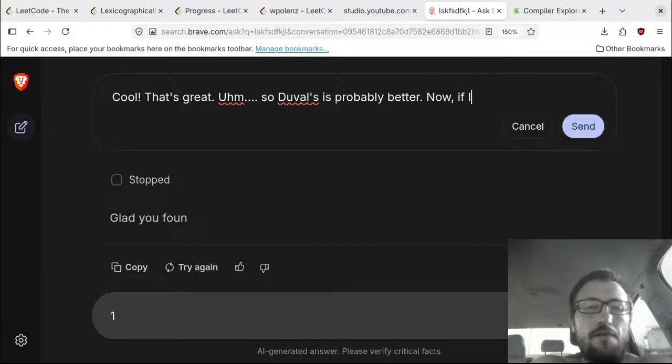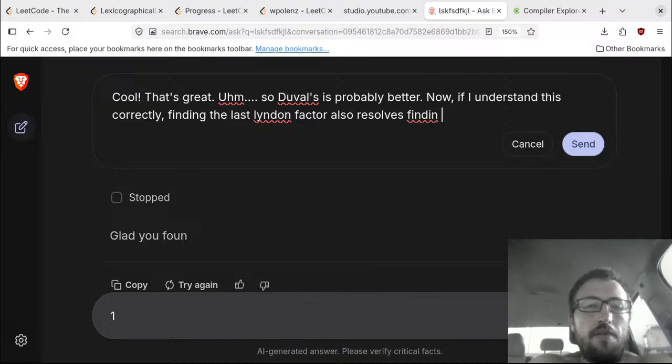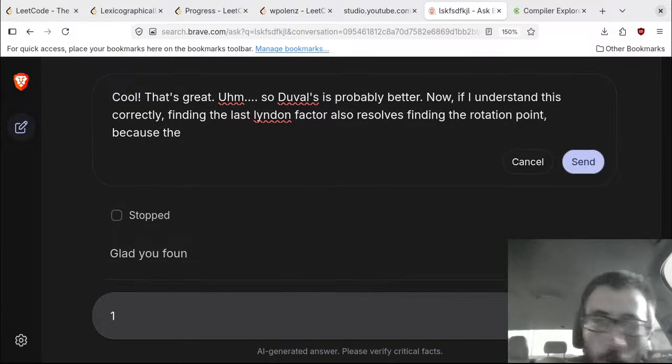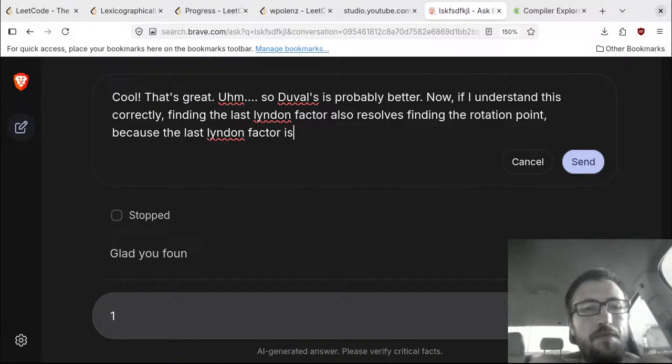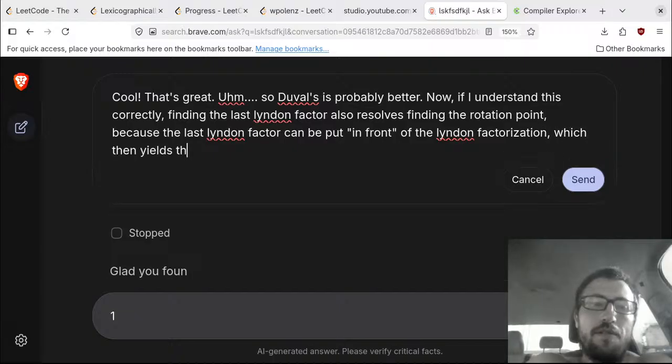If I understand this correctly, finding the last Lyndon factor also resolves finding the rotation point, because the last Lyndon factor can be put at the front of the Lyndon factorization, which then yields the lexicographically smallest rotation. Is that fair? I think that's accurate.